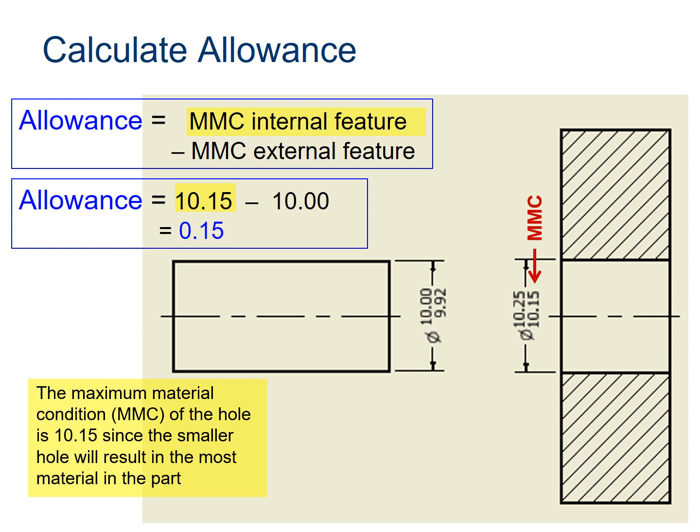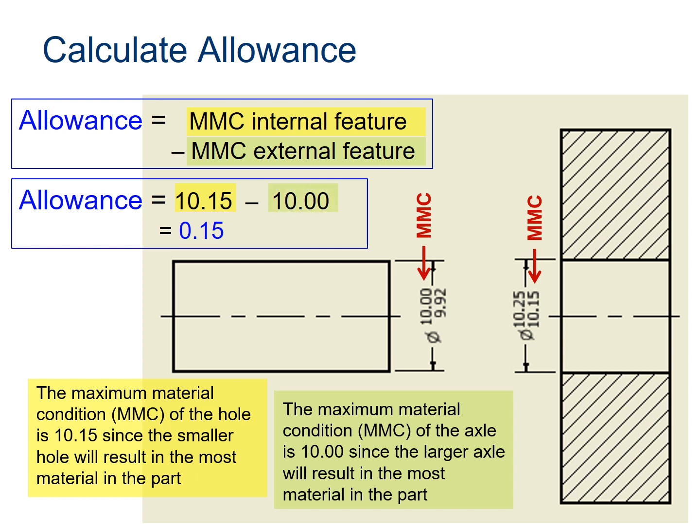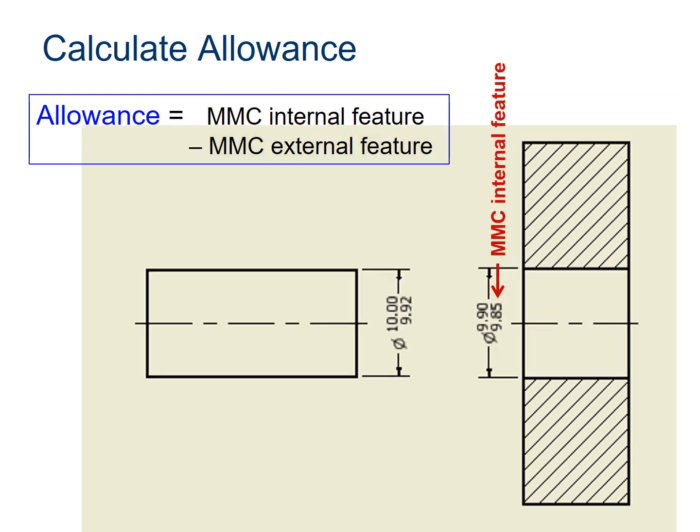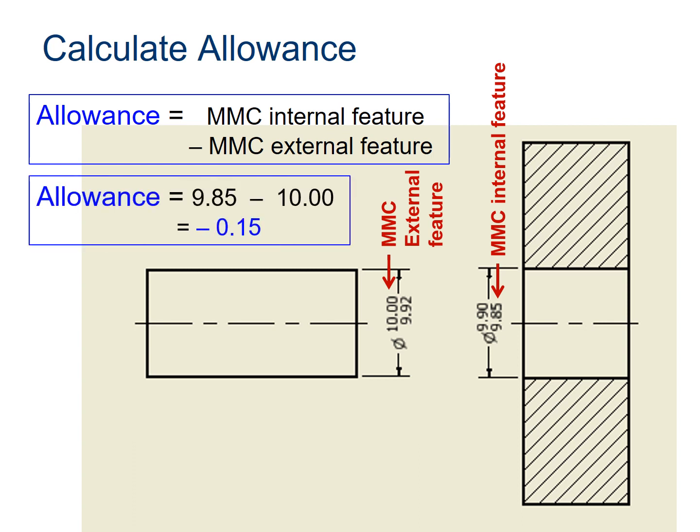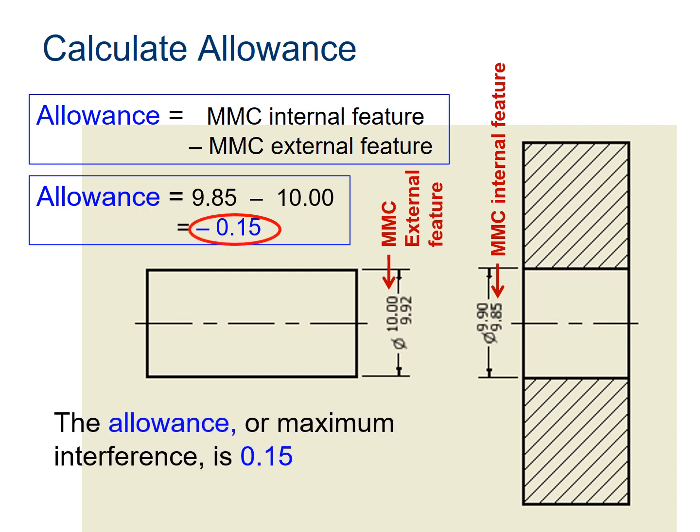Since the smaller hole will result in the most material in the part, that's where the maximum material condition is on that particular item. And then on the axle, 10.00 is the maximum material condition, because that will result in the most material in the part. So that's for your external and your internal features there. In this case, my allowance works out to be negative 0.15, but I take the absolute value. So the allowance in this case is 0.15.